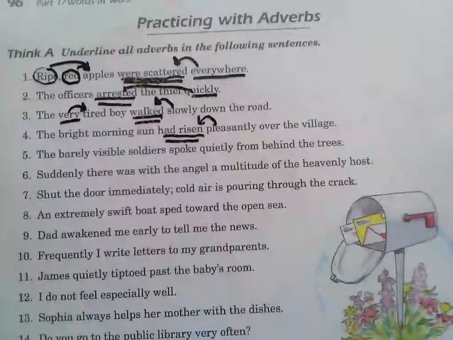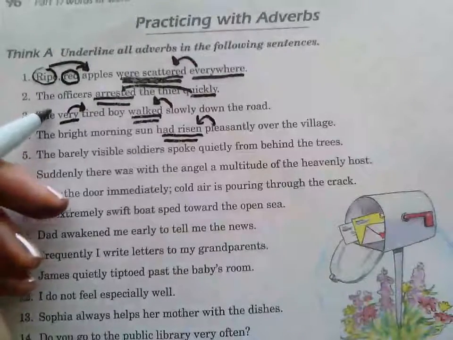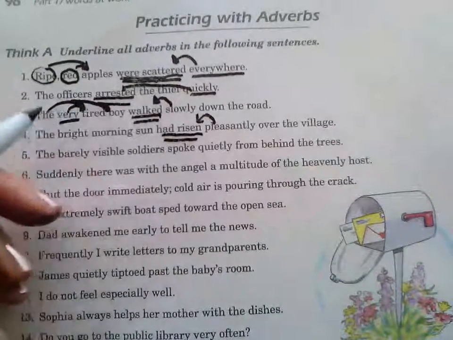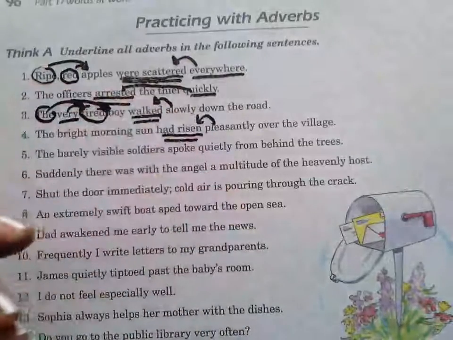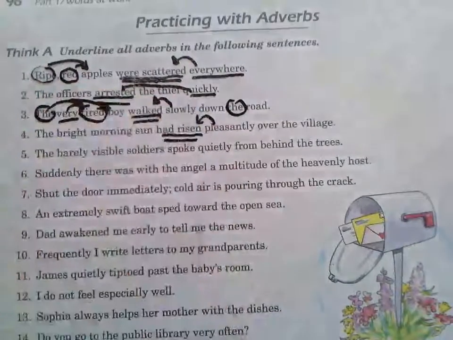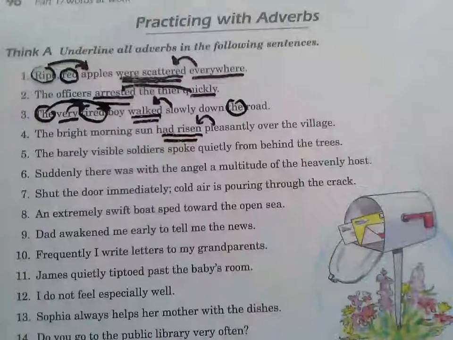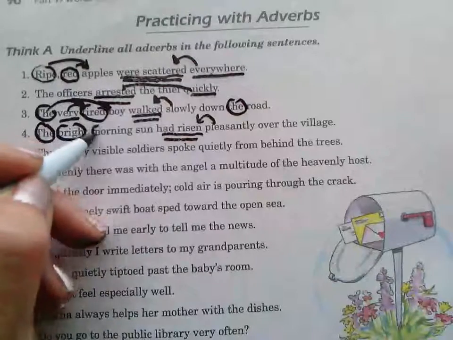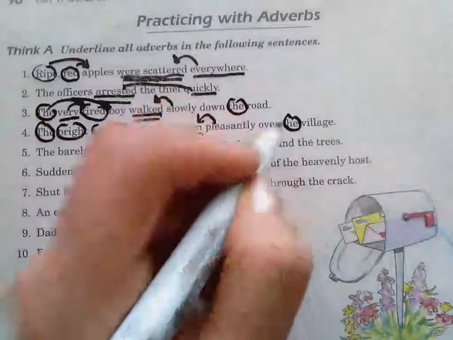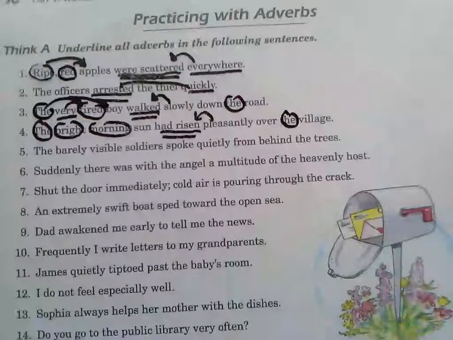Okay, find the adjectives in number 2. The officers arrested the thief quickly. What did they say 2? No, they just said 3 and 4. Okay, let's go to 3. The very tired boy walked slowly down the road. The is always an adjective. Draw an arrow to boy. Tired. So circle the, circle tired. And another the. Here are our adjectives. 4. The bright morning sun had risen pleasantly over the village. Adjectives. The. Bright describes sun. Morning describes sun. The describes village. Don't forget to do number 8 when you're done, to circle the adjectives in number 8.